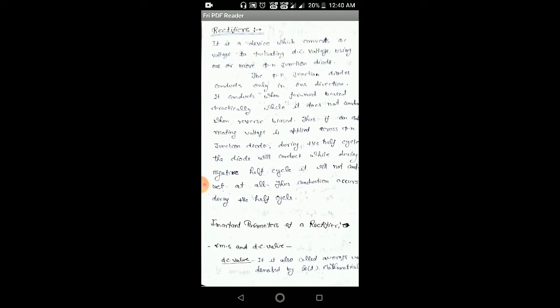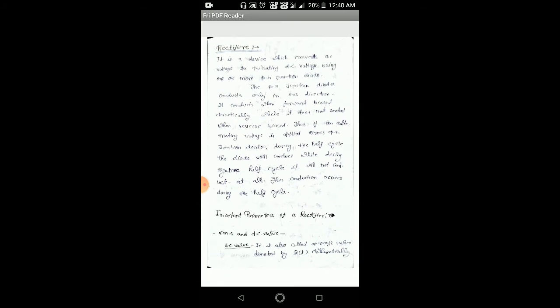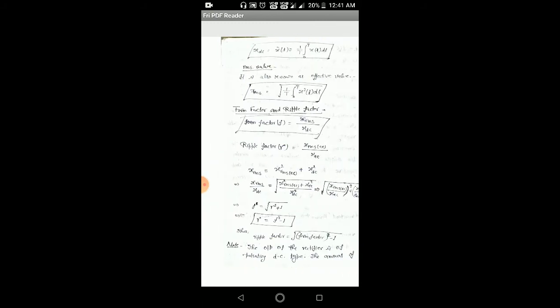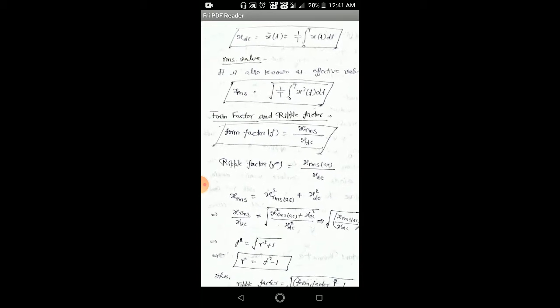So there are some important parameters relating to the rectifiers, such as the RMS and DC value. The DC value is also known as the average value and denoted by x bar t. Mathematically, it can be written as x DC, x bar t, is equal to 1 by T integration from 0 to 2 pi x(t) dt.